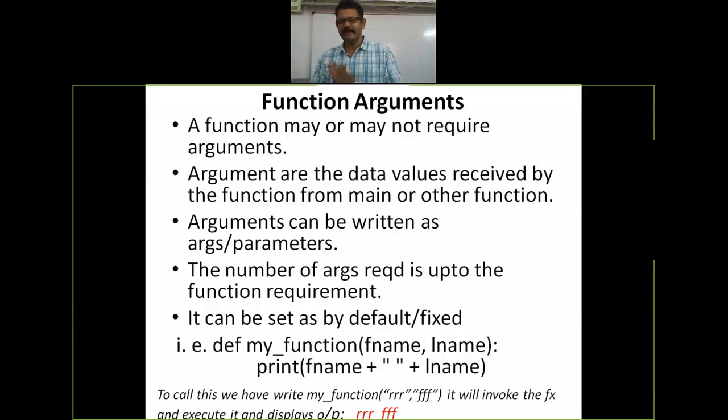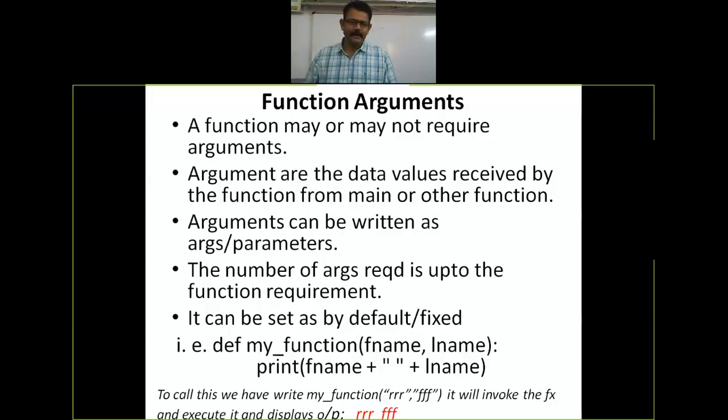Okay, see this example: def my_function with two arguments, fname and lname. In that function, we are simply printing the name by joining them, first name and last name. So what is the output of this? Two different words, joined with a gap between them. So this is a function. Whenever we need to join one variable and a second variable, yes, in output we can call this function.